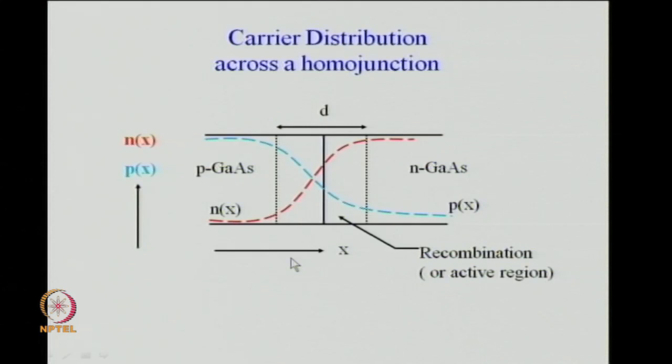The carrier distribution across the junction, these are basics which we have already discussed in detail, so let me quickly go through them. The carrier distribution across the junction is shown here, so this is N of X, the carrier density across the p-n junction, this is the X direction, so P side and N side. Here P is the majority carrier and it drops down across the junction, and this is our recombination region or the active region. Very quickly recalling.